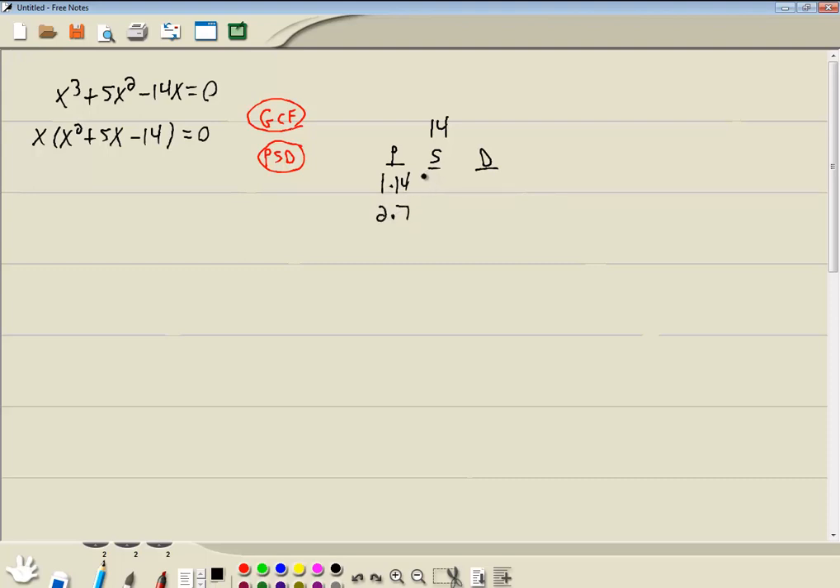The S column, we add those together. 1 plus 14 is 15, 2 plus 7 is 9. In the difference column, we subtract smaller from larger. 14 minus 1 is 13, 7 minus 2 is 5. The number we're looking for is the number in the middle term, which is 5, which is right here, which means I'll use 2 and 7.